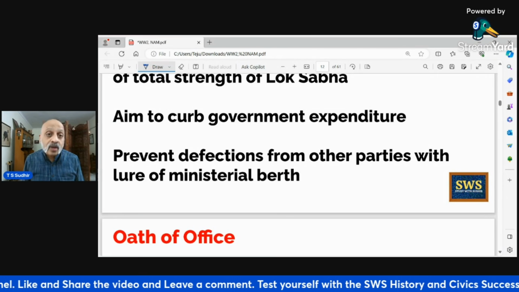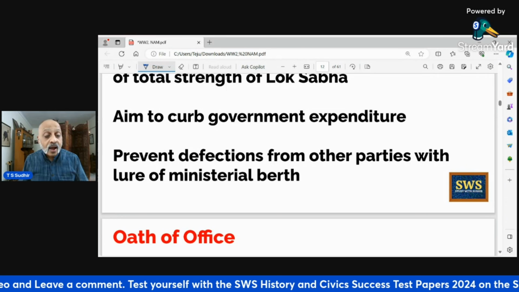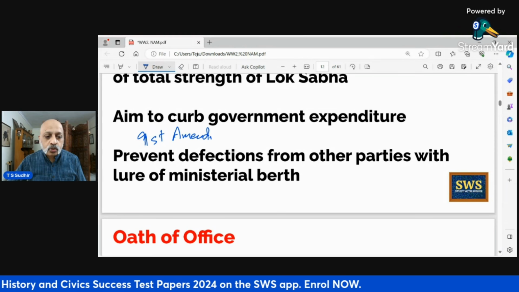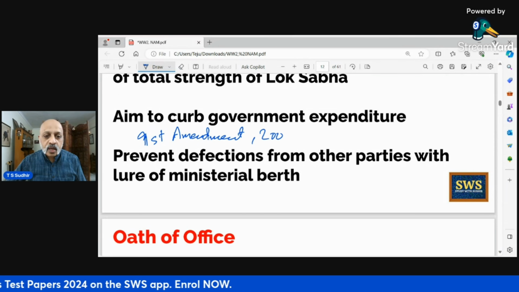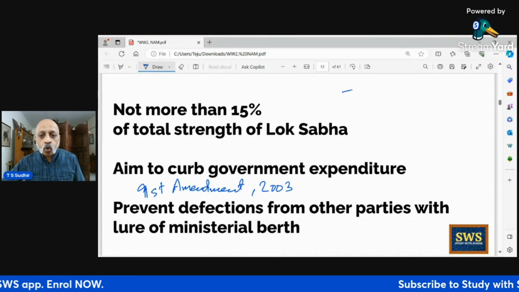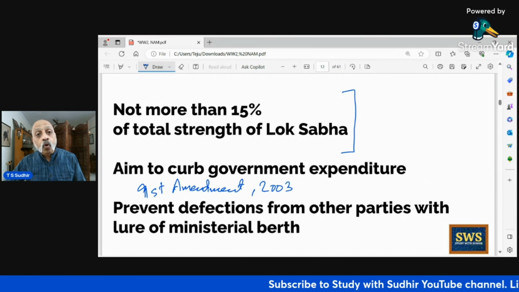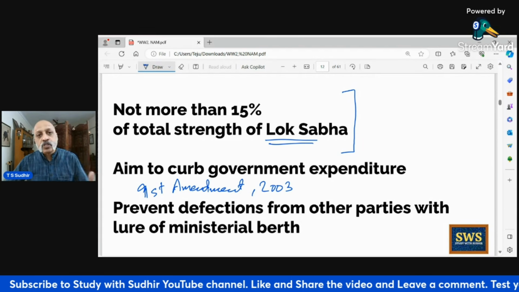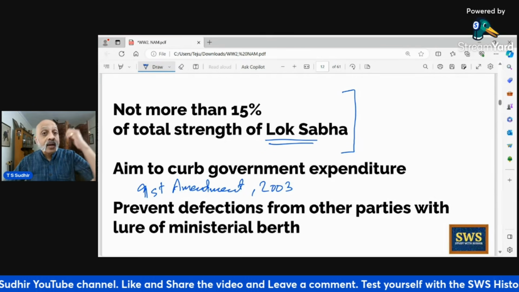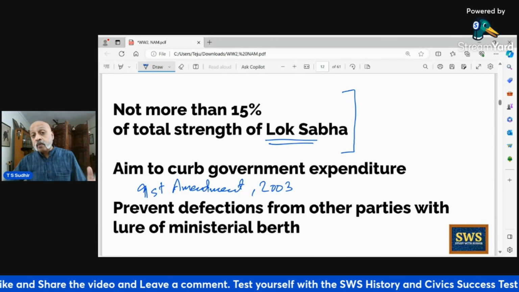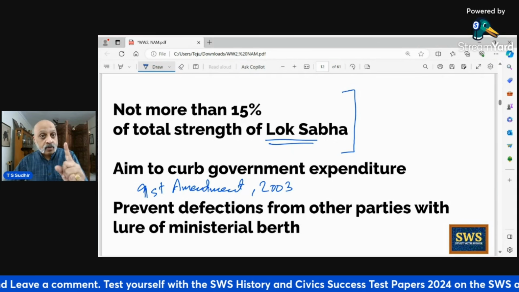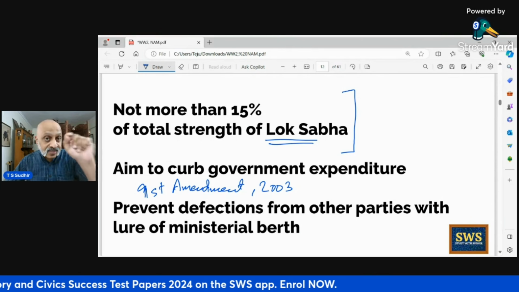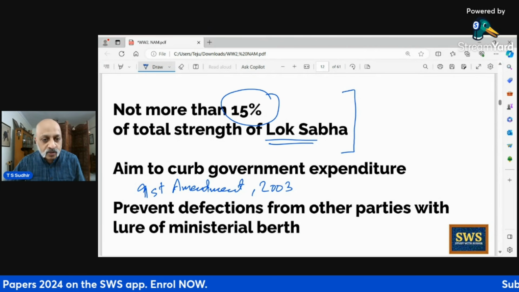So that is why, in 2003, according to the 91st amendment to the Constitution of India, it was made that the Council of Ministers' size cannot be more than 15% of the total strength of Lok Sabha. This was a cap, a ceiling put on the size of the Council of Ministers. Out of them, how many can be cabinet ministers, that prerogative is with the Prime Minister. There is no restriction on the cabinet, but on the Council of Ministers there is a ceiling that it cannot be more than 15% of the size of the Lok Sabha.